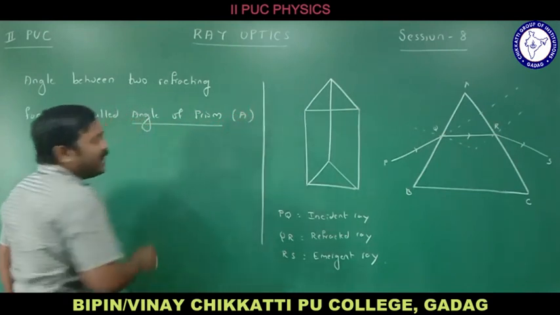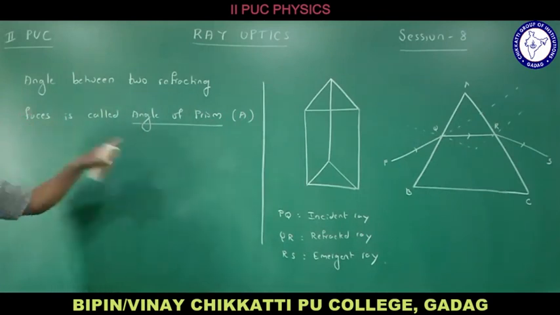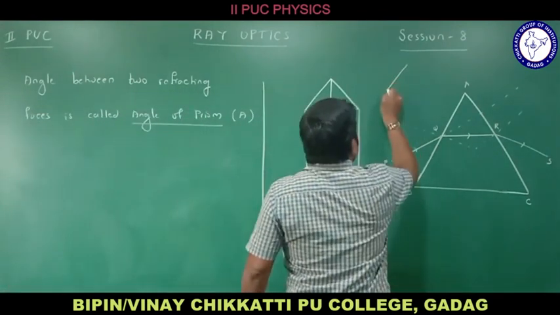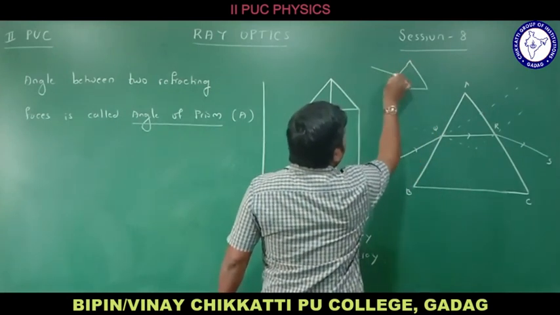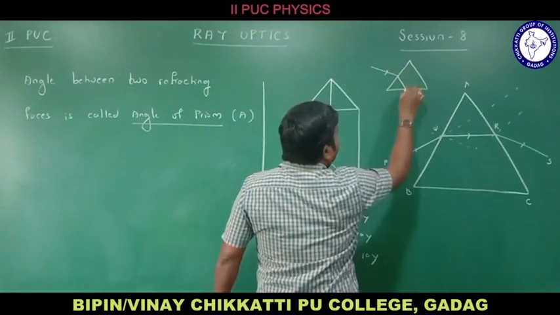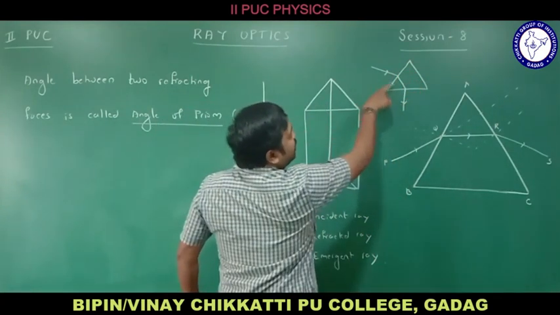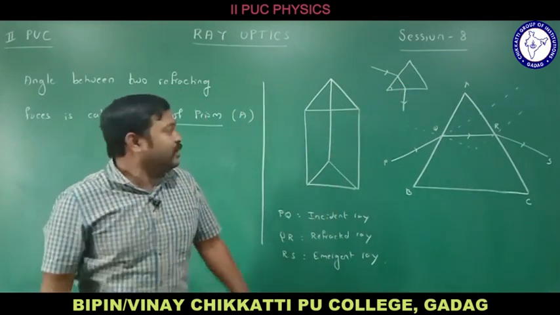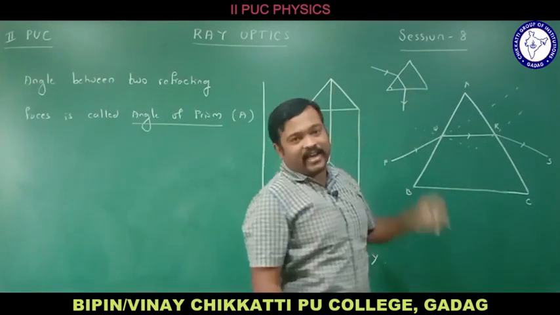And it is denoted by A. It is the angle between two refracting faces, right? For example, if there is a prism like this, and a ray of light enters like this, it refracts and moves like this. Then these two are refracting faces, and let me call it the angle of prism. So if a ray of light enters here and moves this side, this will become the angle of prism.